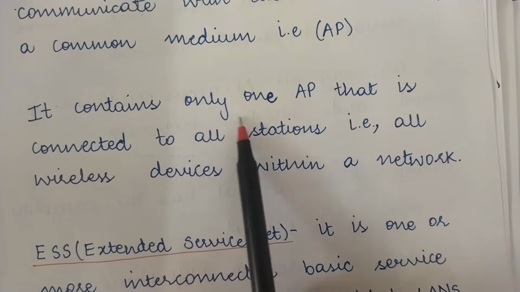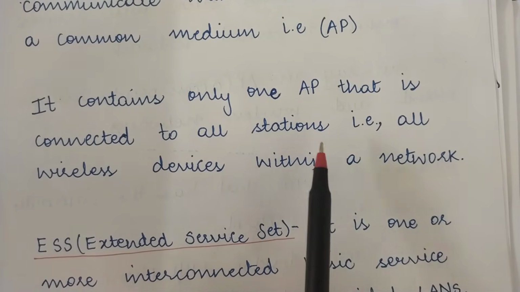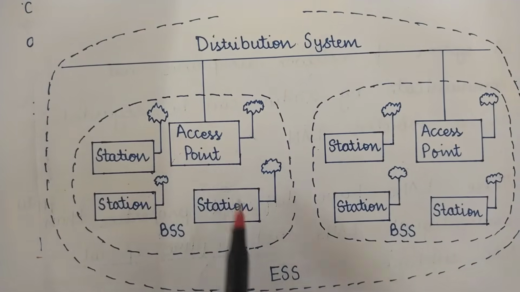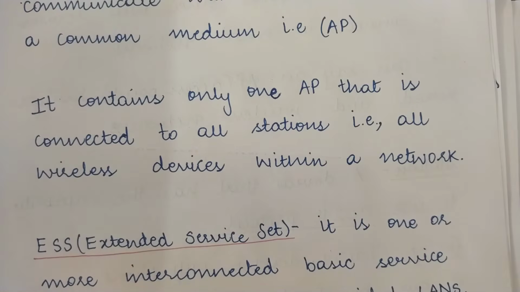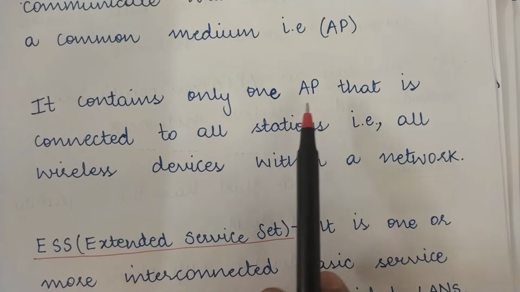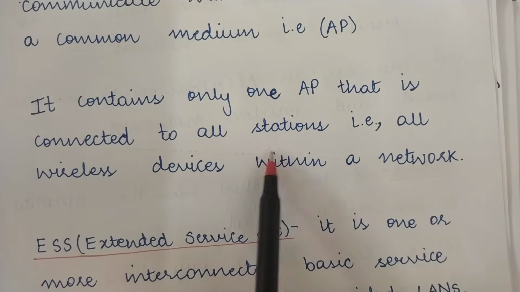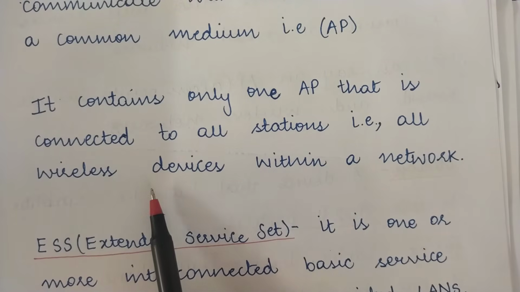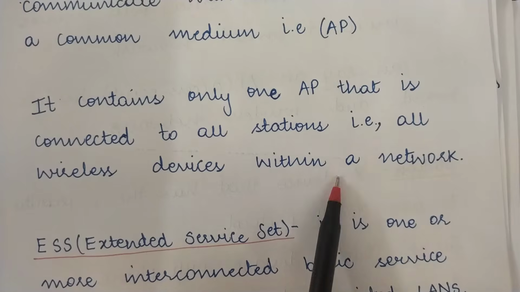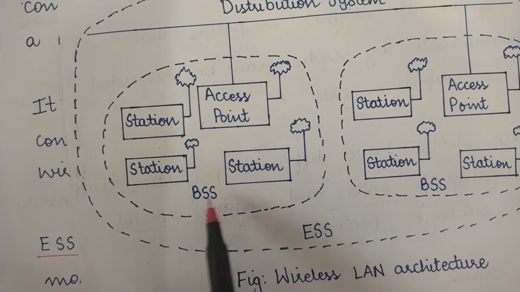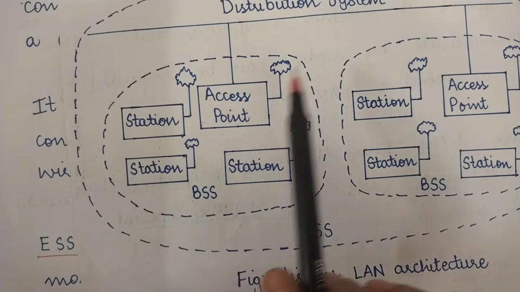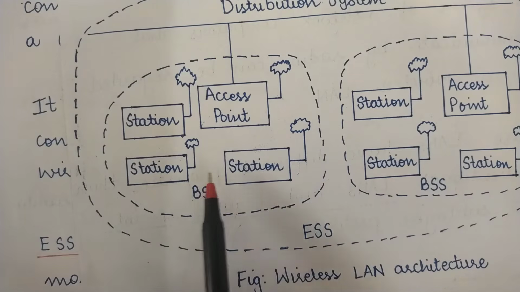This BSS contains only one AP that is connected to all stations. Here also you can see that there are multiple stations, but there is only one access point within one BSS. So it contains only one access point, or AP, that is connected to all stations, that is all wireless devices within a network. These stations can be thought of as all the wireless devices within the same network. One BSS means within the same network.